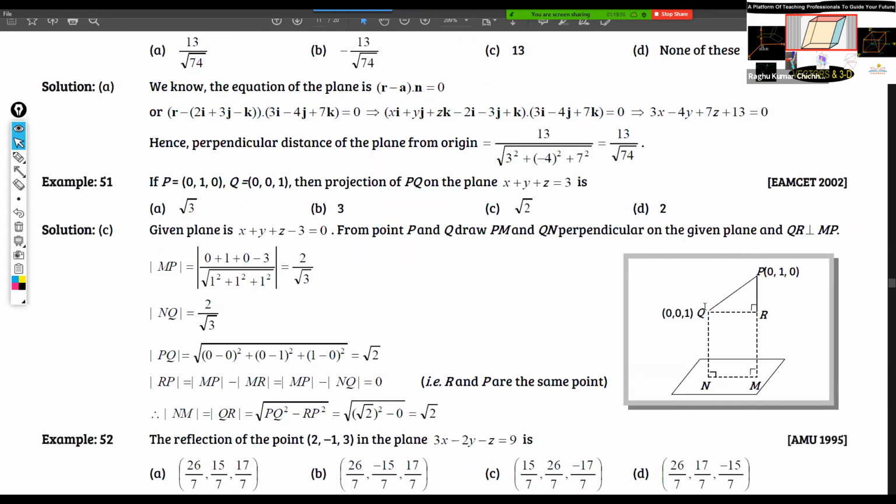Now after that, what he did, mod RP. Mod RP is equal to mod MP minus mod MR. You got it to be 0. R and P are the same points. So mod NM is equal to mod QR is equal to root over PQ square minus PR square. Okay. He did it in a different way. That's good.